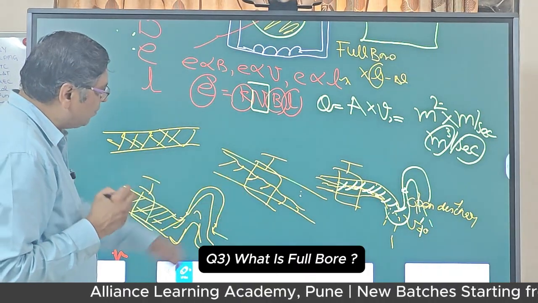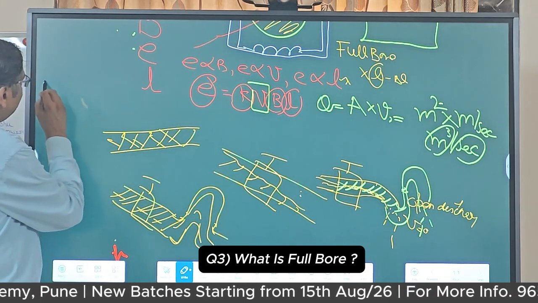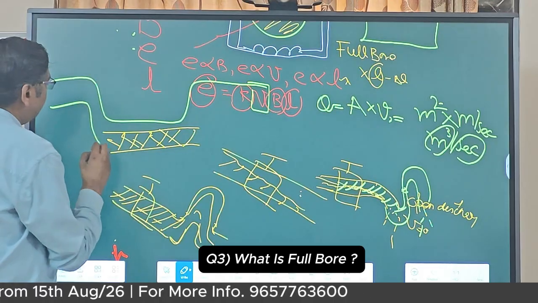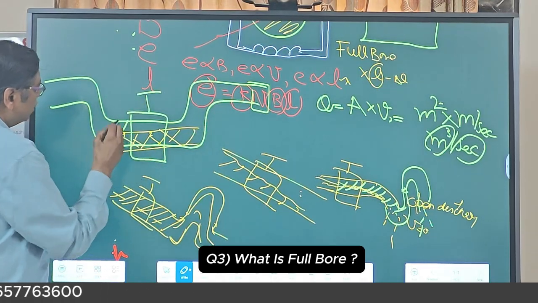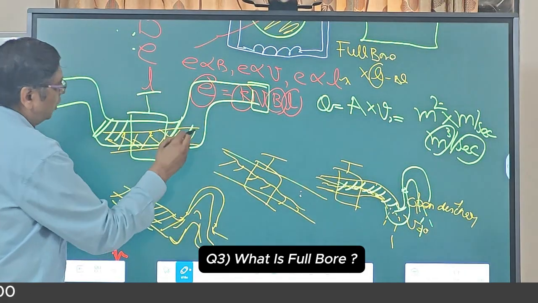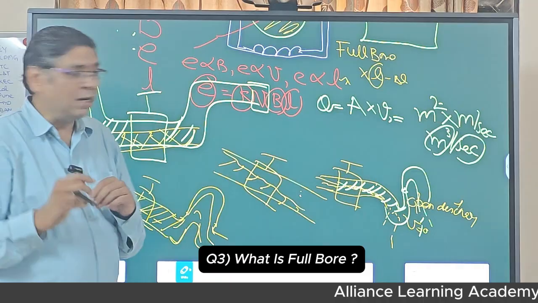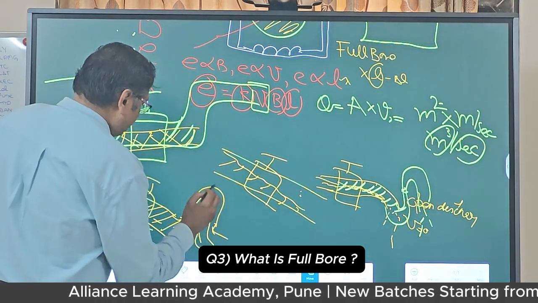Or in this kind of arrangement, if it is like this and it is not full, we will make an arrangement like this. My pipe, and we put the flow meter here. So this portion will be always full of water. That's called a full bore. That's why we sometimes use this word.